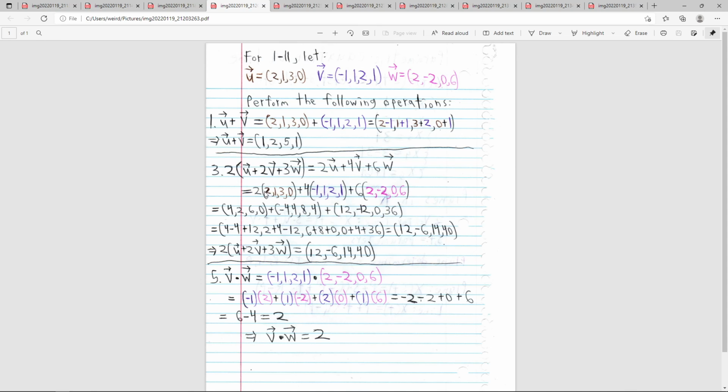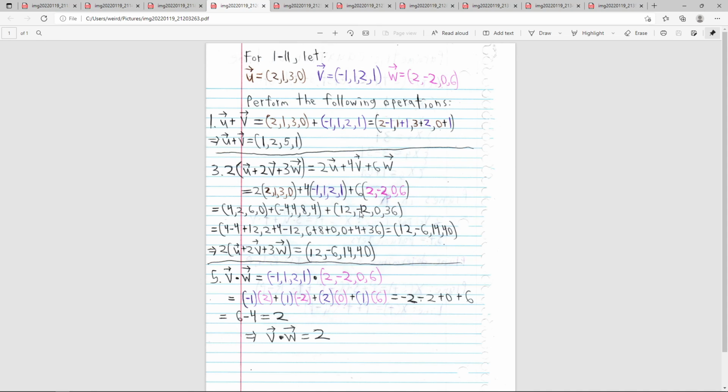So 2 times this vector, you get 4, 2, 6, 0 from 2, 1, 3, 0. Same with here, 4 times this, so 4 times -1 is -4. 4 times 1, 4. 4 times 2, 8. 4 times 1, 4. And same here, 6 times it. And the vectors are colored as above and put in.